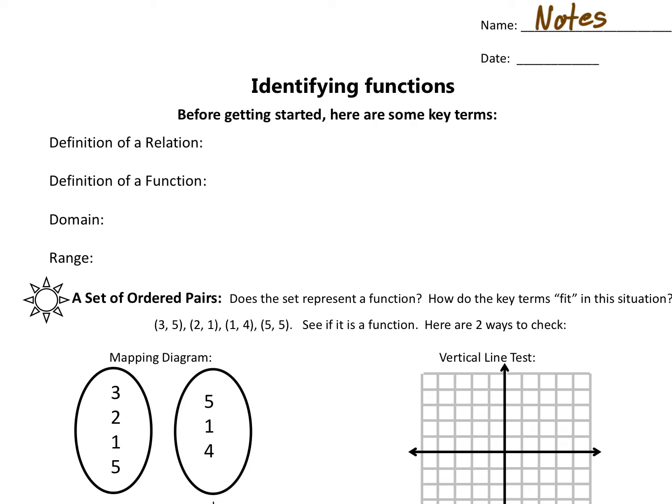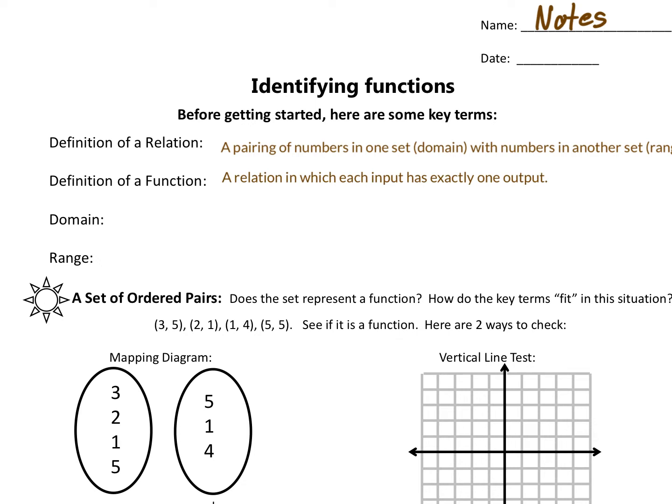Today we will learn about functions and how to identify them. Before we get started, we need to know some vocabulary words or key terms. A relation is where you pair numbers in one set, the domain, with numbers in another set, the range. Now, a function is a relation in which each input has exactly one output.